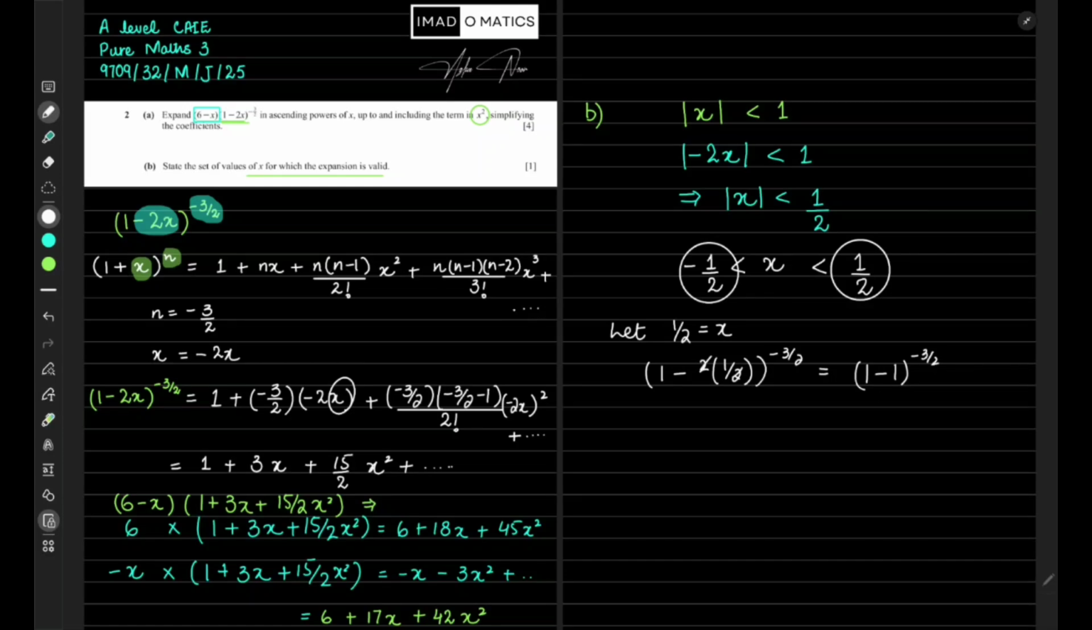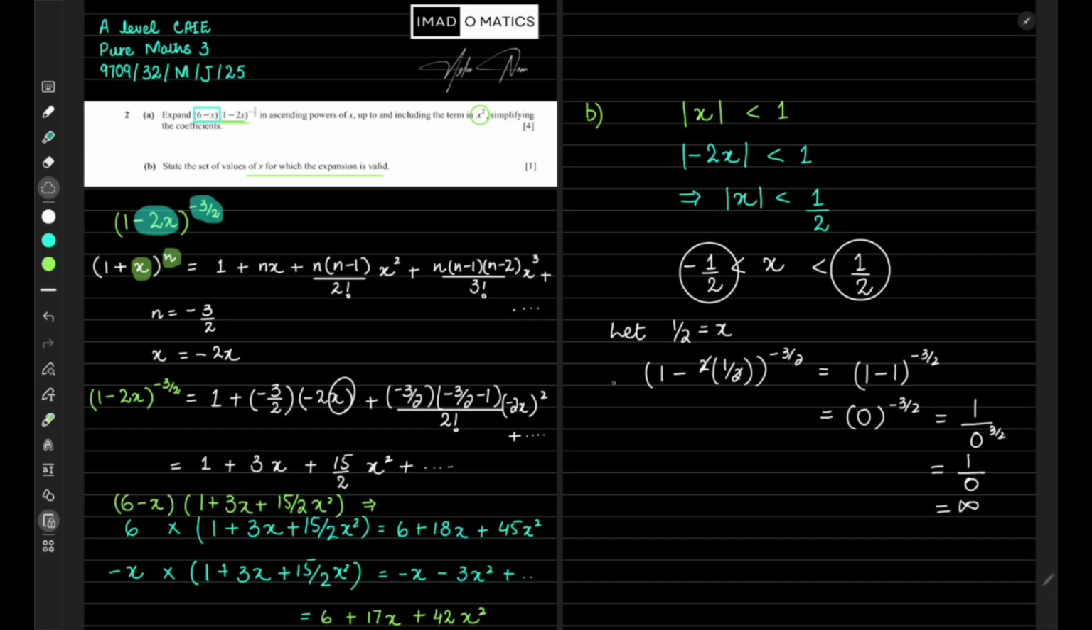Anything to the power 0 to the power something is not a problem, but when you get 1 minus 1, that is 0, to the negative power, it becomes 1 over 0 to the power 3 over 2, and 0 to the power of anything will be 0, so that means 1 over 0, and that gives you an undefined or infinite value. So that is why at positive 1 over 2 this function doesn't converge or is not valid. This expansion is not valid.